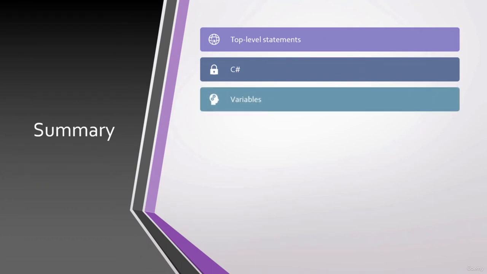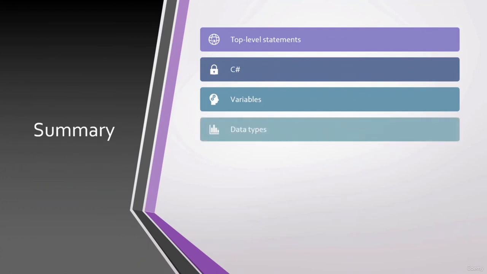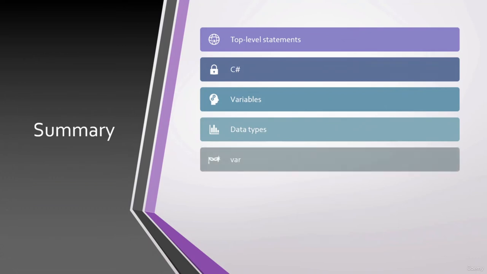Variables allow us to have data in memory, such as numbers, text, dates, among others. Data types allow us to indicate the nature of data, that is, if it is a number, a date, text, etc. Sometimes we can skip having to name the data type of a variable by using var. We call this an implicitly typed variable.